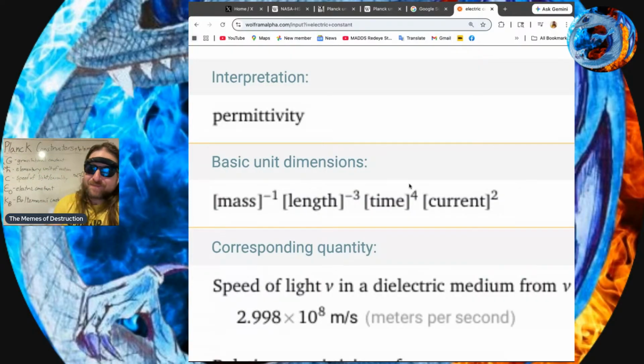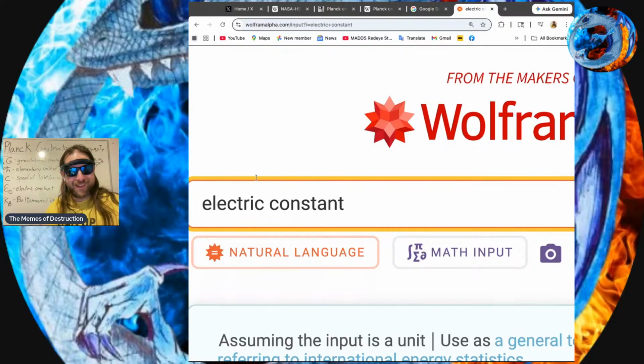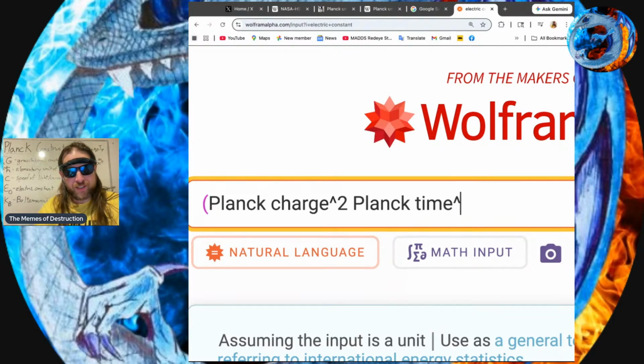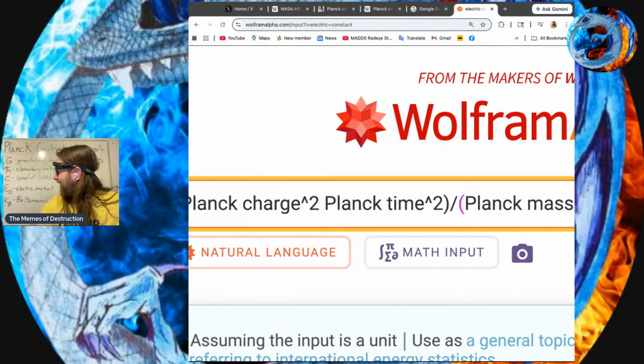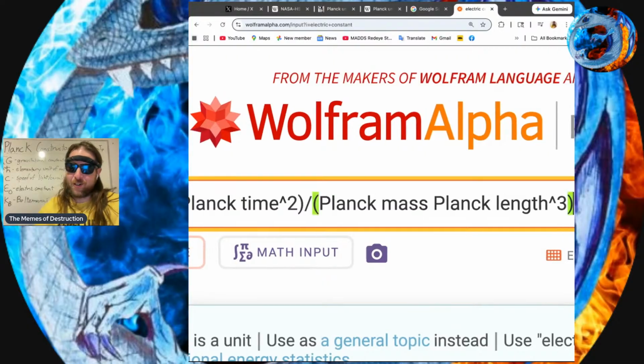So let me just verify that this is actually what it is. If I put in Planck units, that should be Planck charge squared, Planck time squared over, I'm just copying literally the symbols on the board and putting Planck of the thing in front of it. So a unit of mass, Planck mass, and then meters, Planck length, and then it's cubed, so boom.